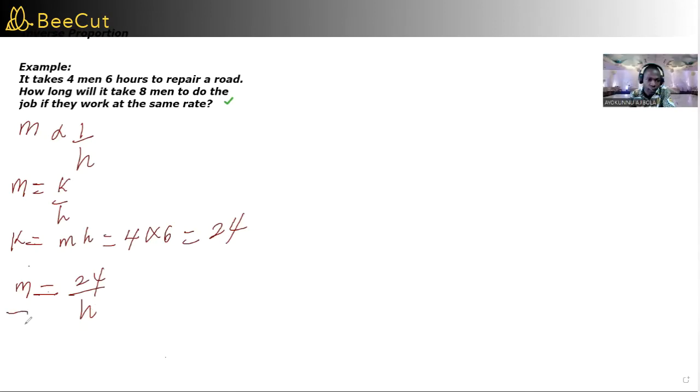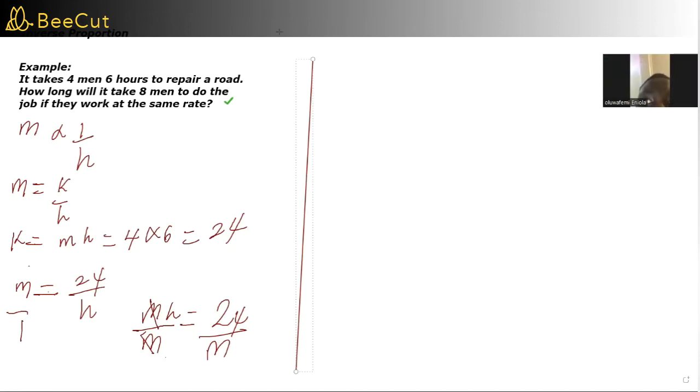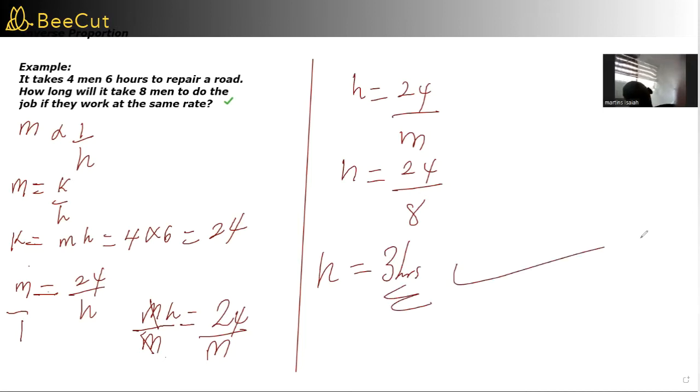So when you cross multiply, you have MH equals 24. Then you can divide by M to find your H. So M cancels out M, then I have my H here. So H equals 24 over M. So what is the new number of M now? That's 8. So what are the hours it's going to take them? That's 3 hours. So 24 over 8 is 3. So it's going to take them 3 hours to finish the job.